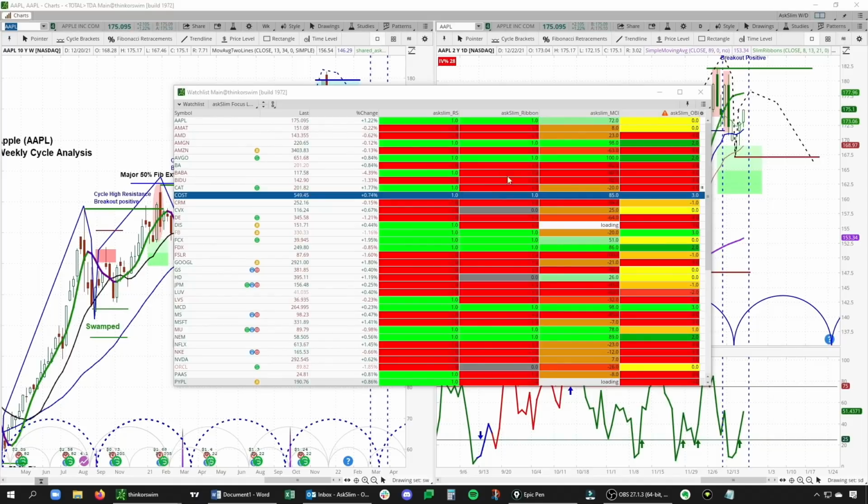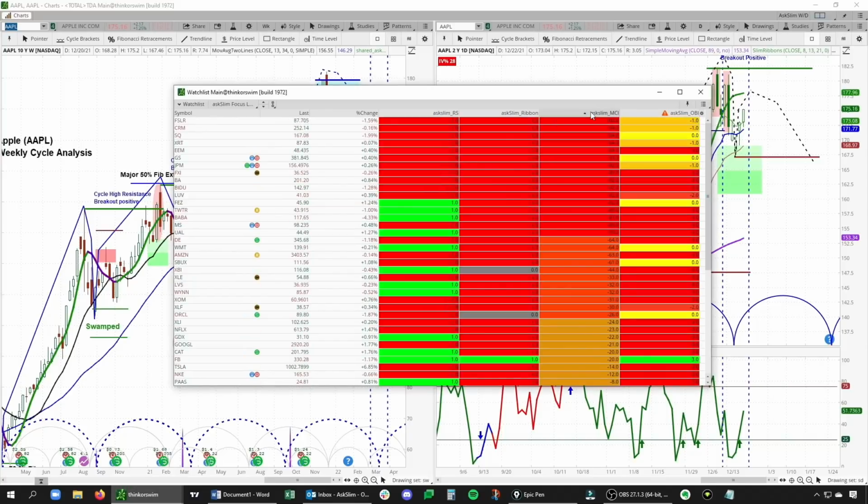Next, I want to shift to the MCI. The MCI uses multiple time frames to really come up with a sum of the evidence condition on an underlying stock. When it's plus 25 or higher, that's a bullish condition. When it's minus 25 and lower, that's a bearish condition. And when it's in that range of plus or minus 25, that's really more neutral. And what you can do here is you can sort by MCI, which is really cool.